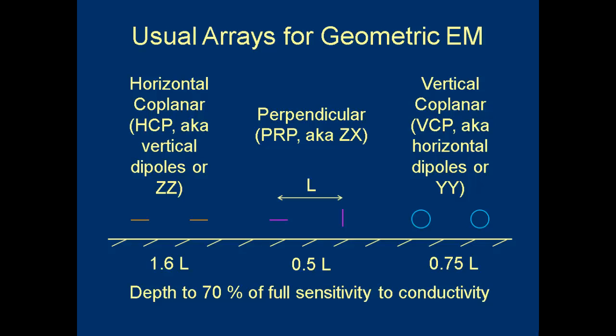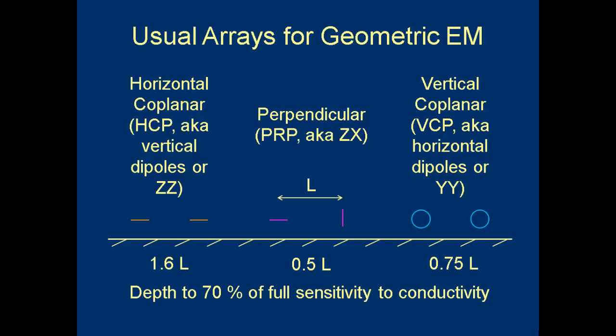Secondly, the perpendicular array, which has a horizontal coil and a vertical coil, where the axes of the coils intersect each other. The depth of exploration of the perpendicular array is 0.5 array lengths.